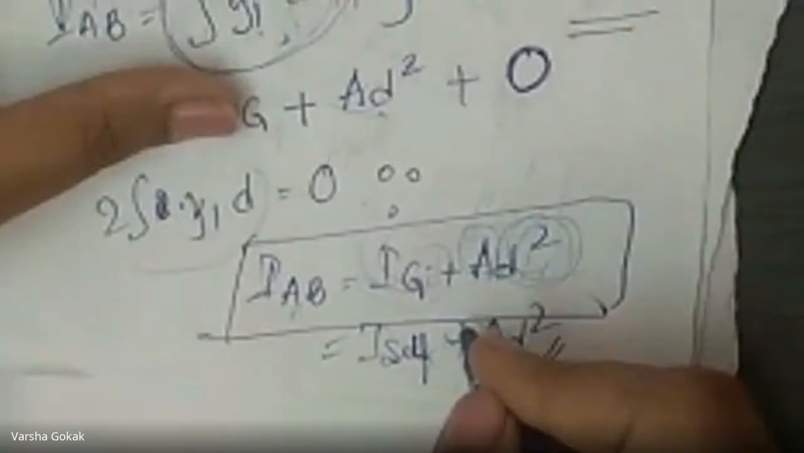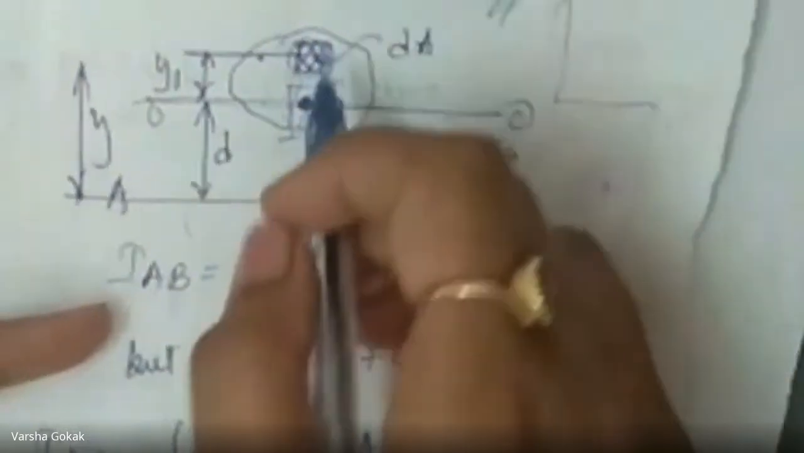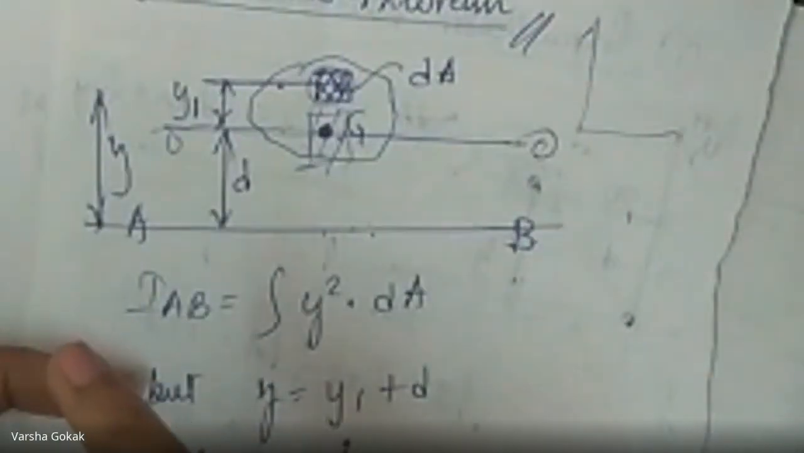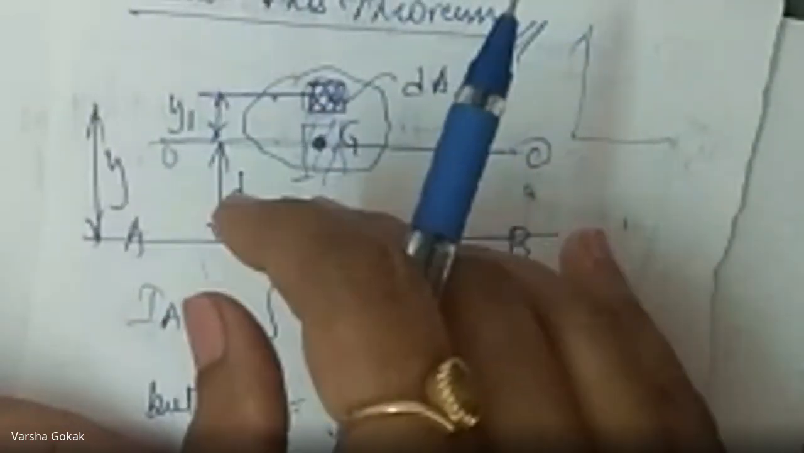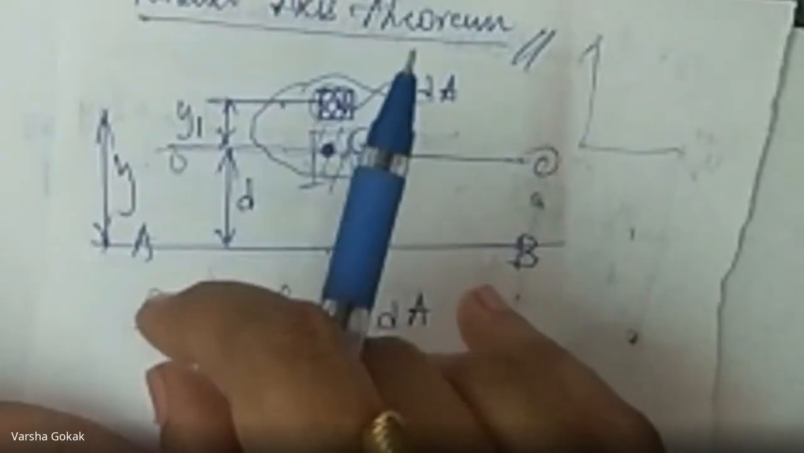Yes, tell Karthik. Ma'am, it should be MD square, right? Which one? Ma'am, IG plus MD square. What is M? Mass. We are not dealing with mass. We are dealing with area only everywhere. Ma'am, but inertia is the second moment of mass, right? Second moment of area. I didn't use mass only, in fact.